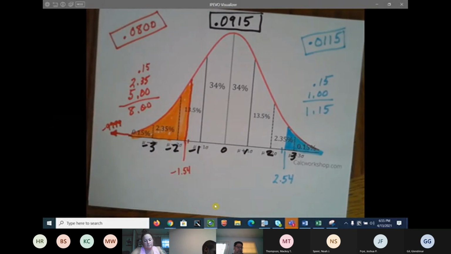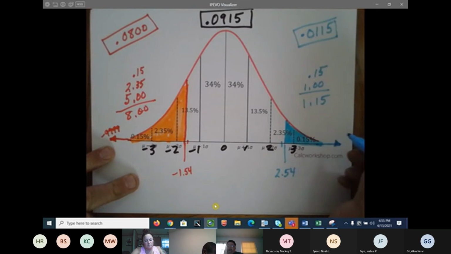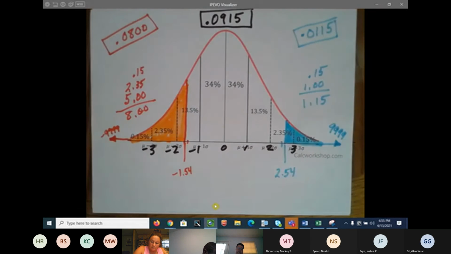And then the positive 9999 over here. Do y'all see why the pictures are so important? If you were trying to do this in your head, you wouldn't make it. You wouldn't make it. All right. So negative 1.5.